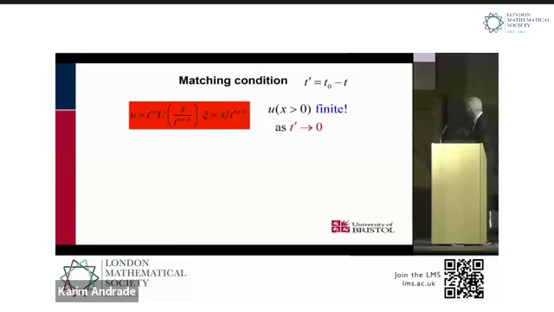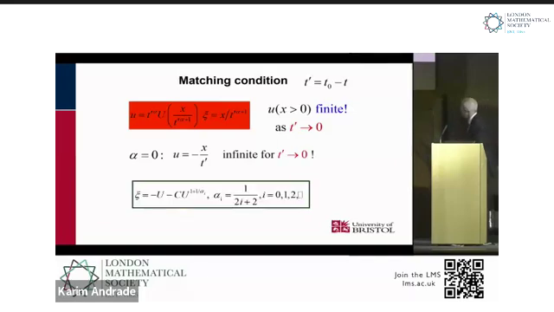So I have to invoke this condition here. And clearly, the solution for alpha equals 0 does not satisfy this condition, because if x is finite, this will go to infinity. So from the matching condition, I can exclude the existence of these alpha equals 0 solutions, because this becomes infinite for t prime going to 0, and I can triumphantly announce all the possible solutions to this shock problem with a given set of scaling exponents.